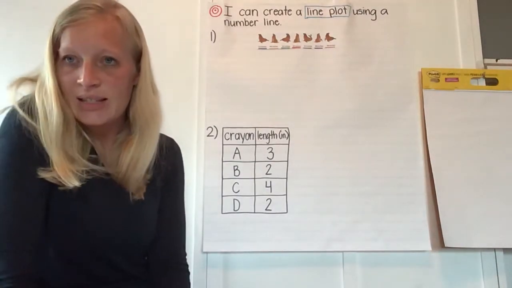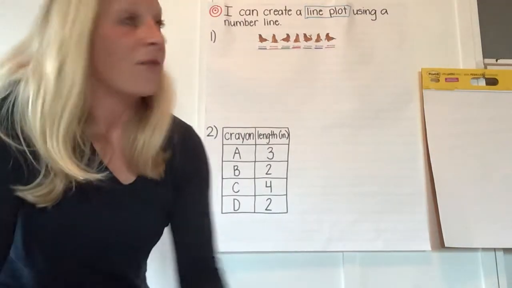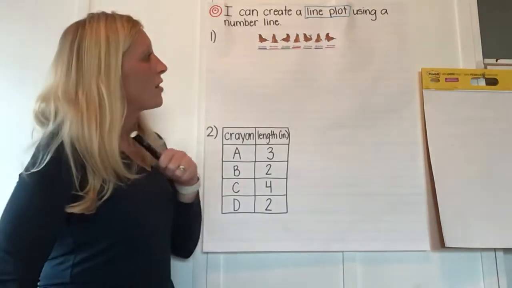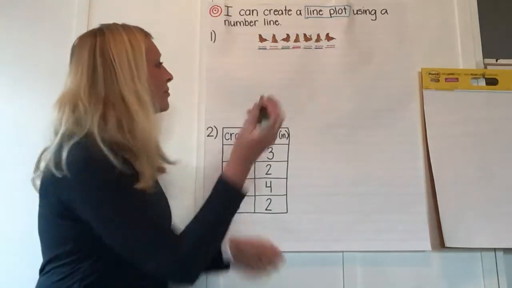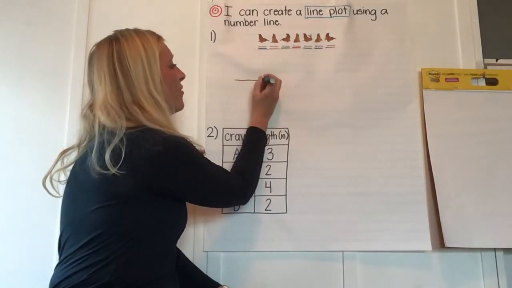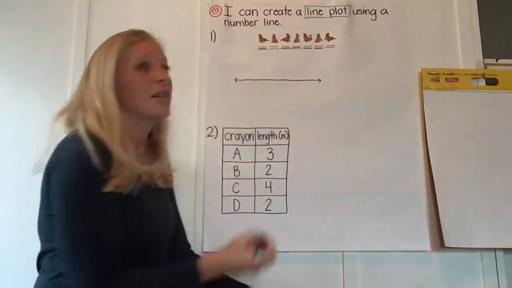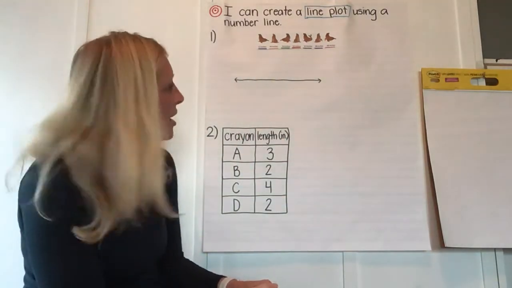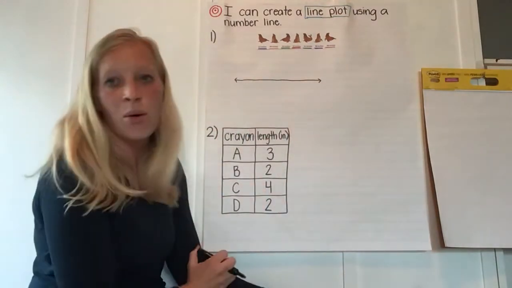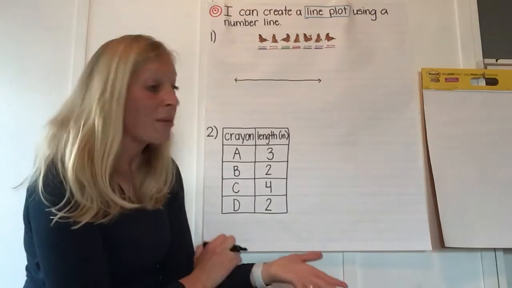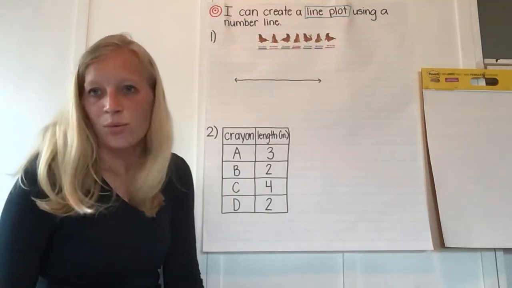So we're going to make one of these together, and there's a couple things that I want you to pay attention to. First thing is that it says we're going to create this line plot using a number line. What is a number line? Yeah, it's a line of numbers. And we use that number line to what? To add. Absolutely. Now a number line has no end, so it has an arrow on this side and an arrow on this side. Some of our number lines have lots of numbers. Some of them don't.